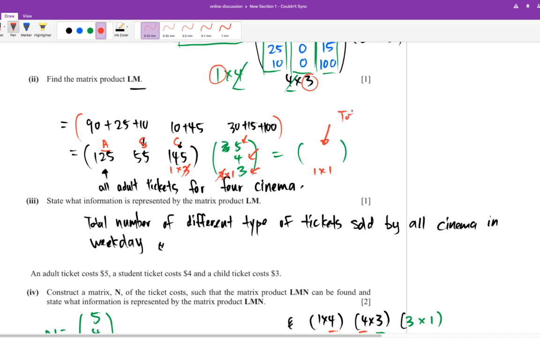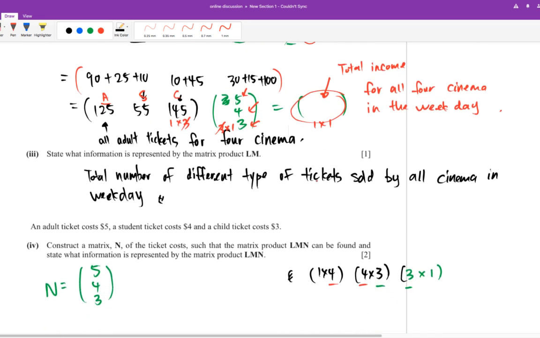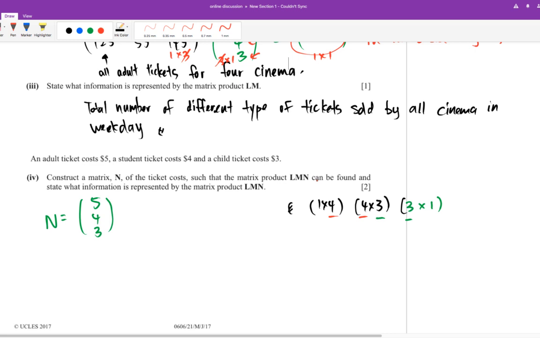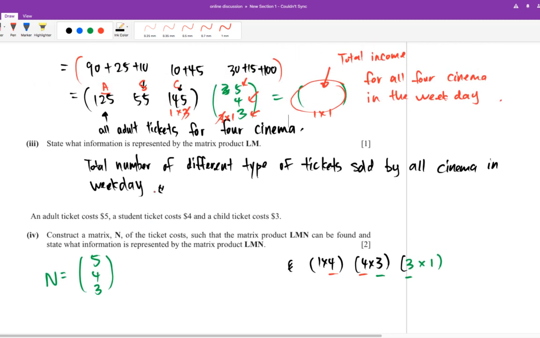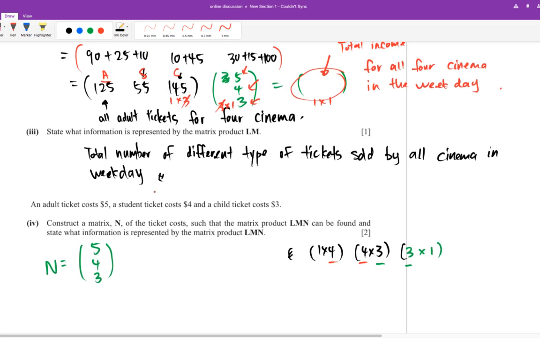It will be total income for all 4 cinema in the weekday. Okay, because the question actually asks you to explain also what is the final answer, but the question doesn't ask you to find the LMN. It just asks you to state what information is represented by the matrix product of LMS. So it's just the total income of all 4 cinema in the weekday.